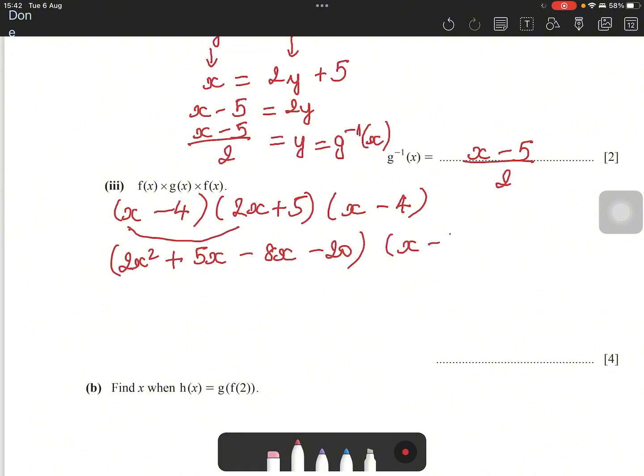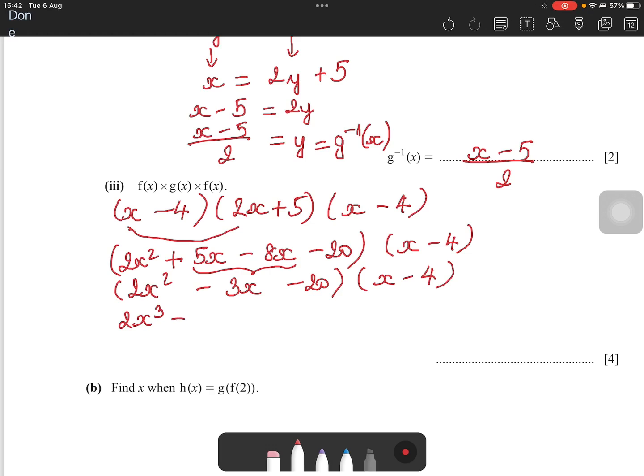Then we multiply this by x minus 4. We simplify this bracket. 5x minus 8x is negative 3x minus 20, multiplied by x minus 4. Now we multiply 2x squared times x is 2x cubed, minus 2x squared times 4 is minus 8x squared. Negative 3x times x is negative 3x squared. Negative 3x times negative 4 is positive 12x. Negative 20 times x is negative 20x. Negative 20 times negative 4 is positive 80.